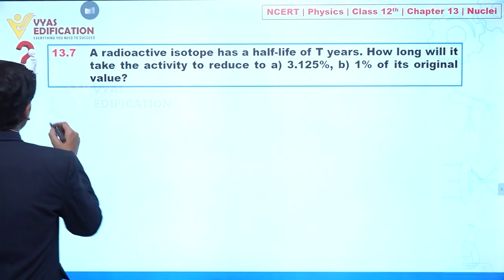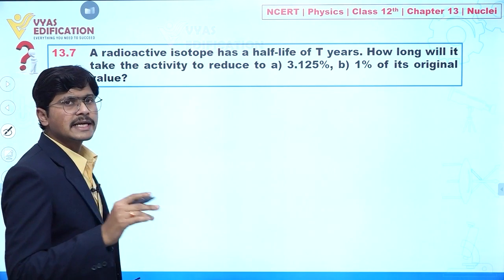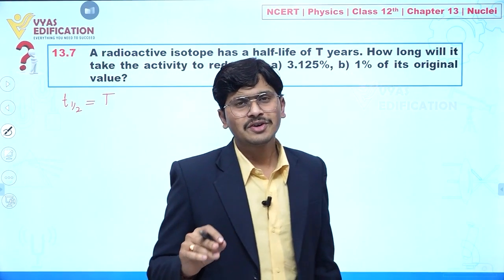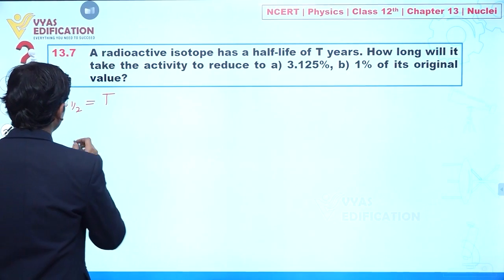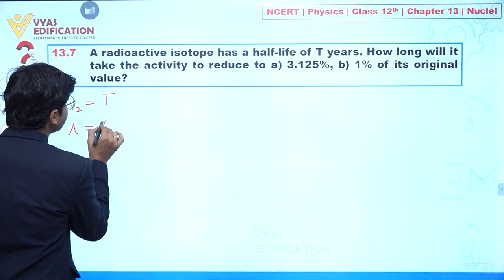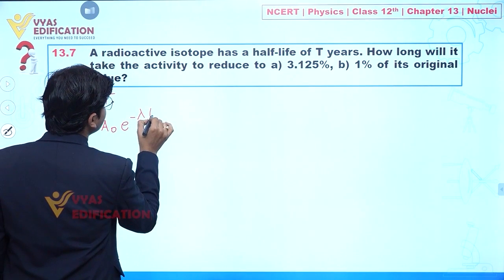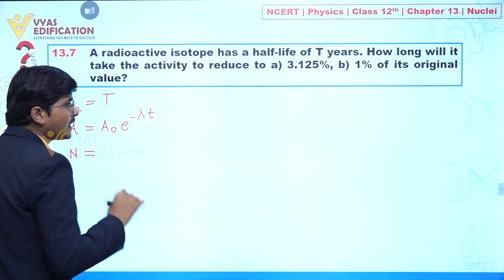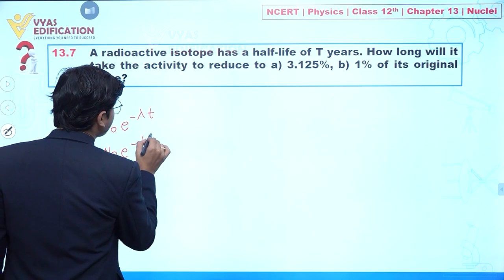It is given in this question that the half-life is equal to capital T. Now you know one very important relation of activity. Activity A at any instant is given by A equals A naught e to the power minus lambda t. Similarly, you can write the number of nuclei that remain undecayed, given by N equals N naught e to the power minus lambda t.